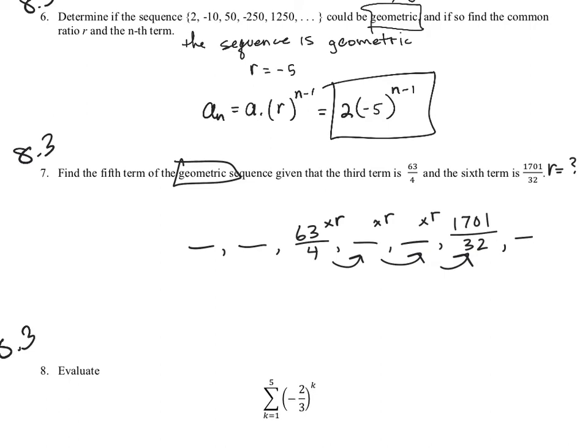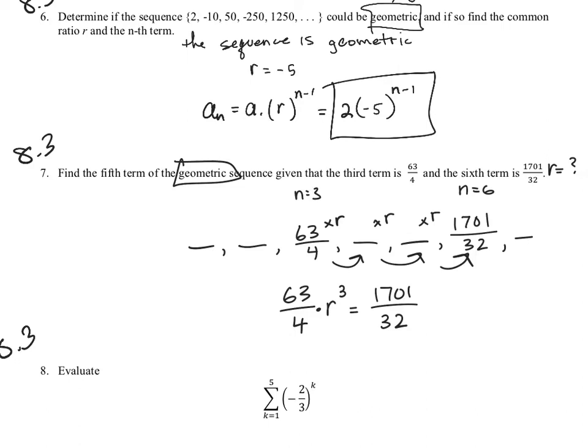So what we've just created is an equation, 63/4 multiplied by r cubed equals 1,701/32. In order to go from the third term here, where n equals 3, to the sixth term when n equals 6, I had to multiply by r 3 times. So that's r cubed. And if we solve this equation here, we could figure out what that common ratio is. And then we could either generate an nth term, or we could just multiply by that common ratio to get to the fifth term.